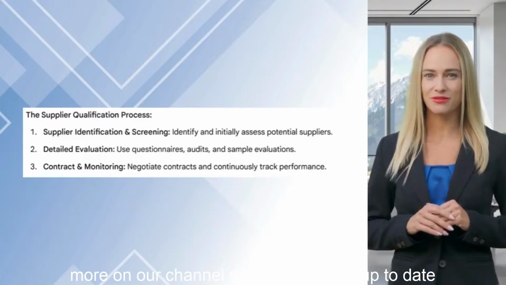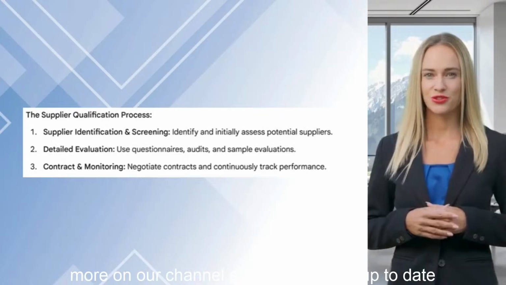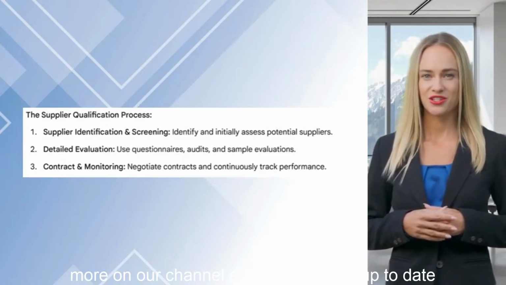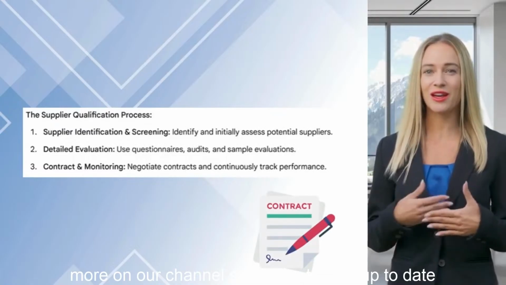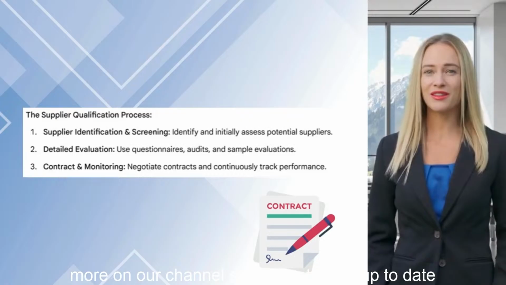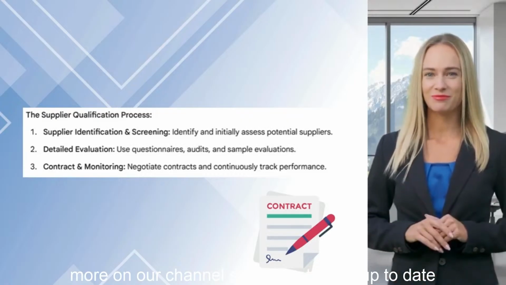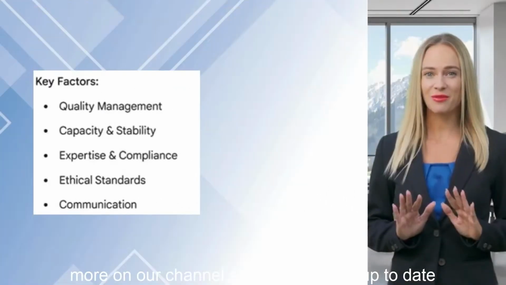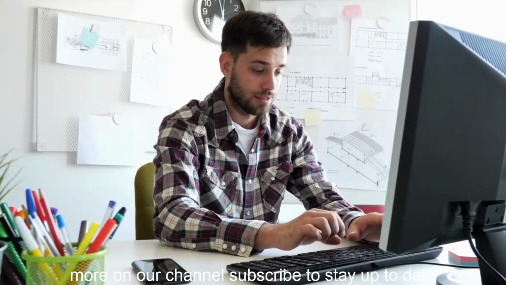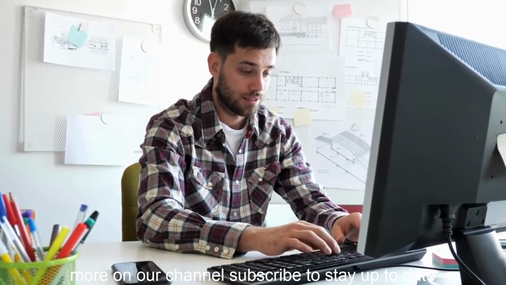Sample evaluation. Requesting and evaluating samples of the goods or services is crucial to ensure they meet your quality specifications. Contract negotiation. Once a supplier is qualified, you'll negotiate a contract that outlines the terms and conditions of your agreement, including quality requirements, delivery schedules, and pricing. Ongoing monitoring. Supplier qualification isn't a one-time event. It's essential to continuously monitor supplier performance and periodically reevaluate their qualifications.